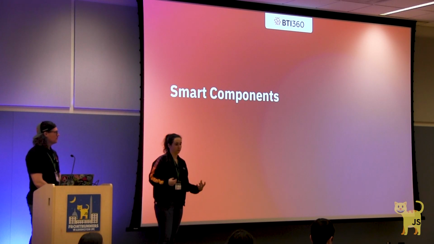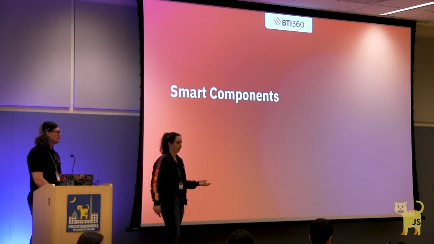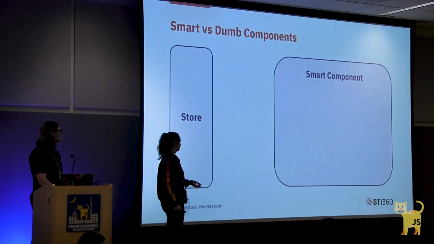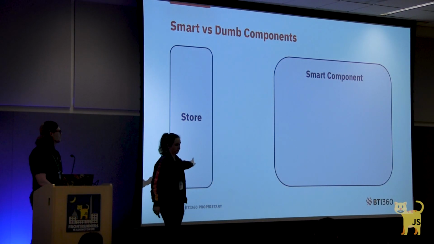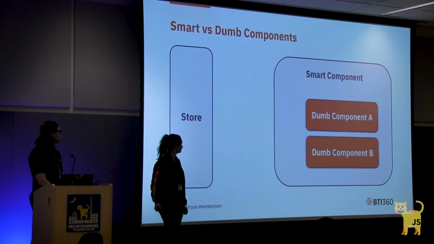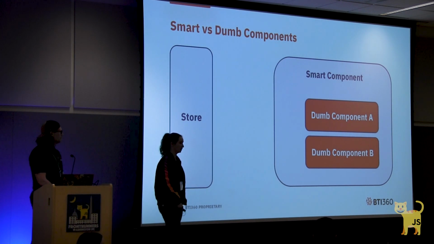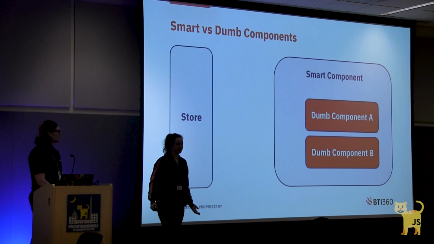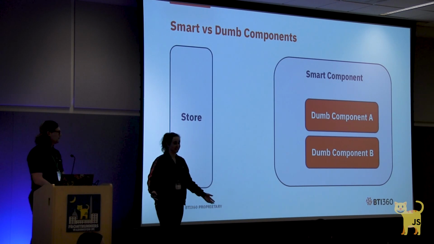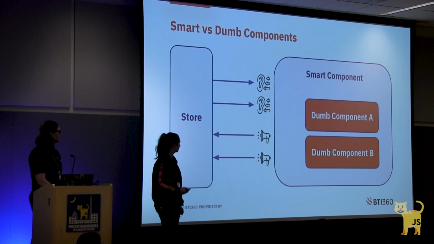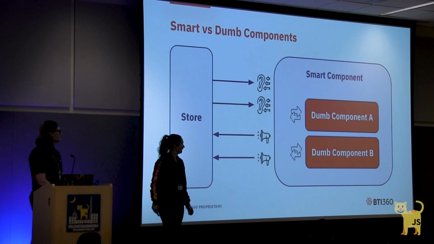So that's where the design pattern of smart components comes in. Smart components interact directly with the store. Inside of them, they'll have what are called DOM components, display components, or presentation components. And their job is just display the data that's given to them, and they are never going to talk to the store. So your smart component is going to handle all of the listeners and all of the dispatches. And then it's just going to pass that data into the DOM components.